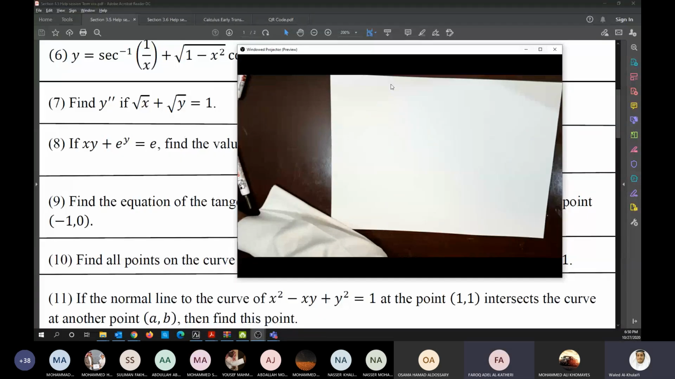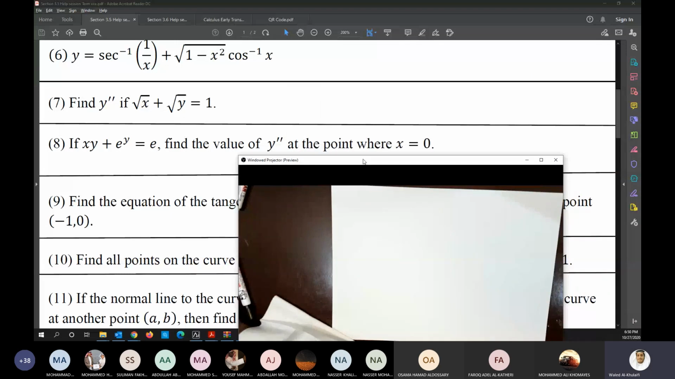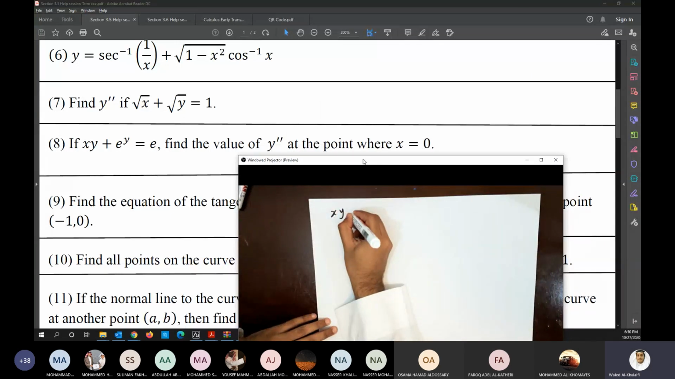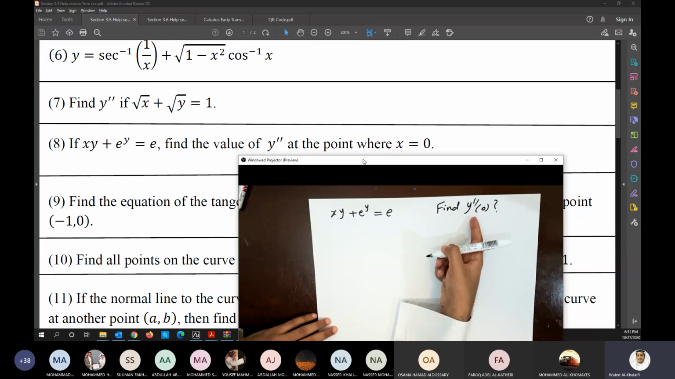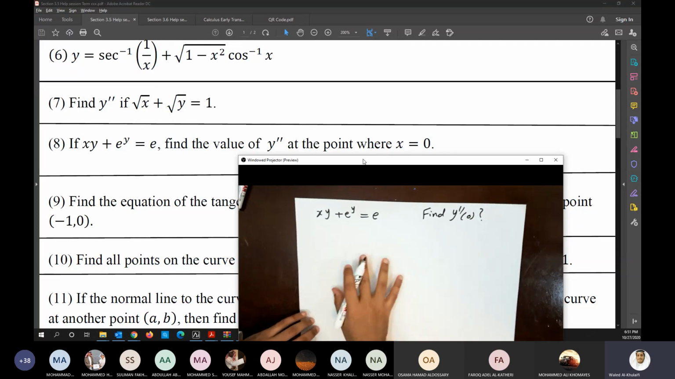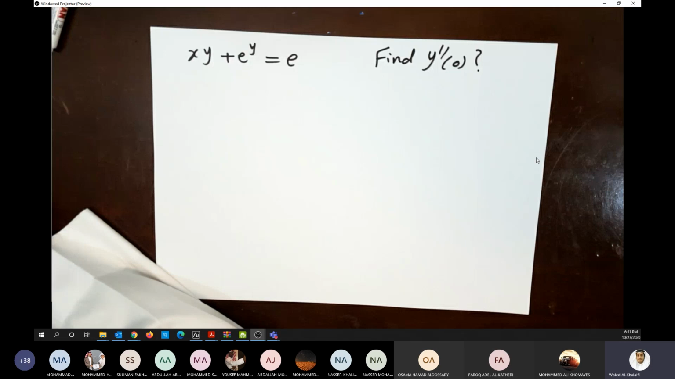No, let me do it here. So you have x y plus e to the y equals e. And he said find y double prime at 0. This is what he asked for. Okay, so I wrote everything. Now let's do it here.